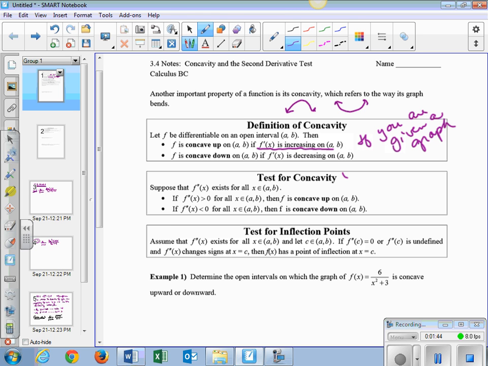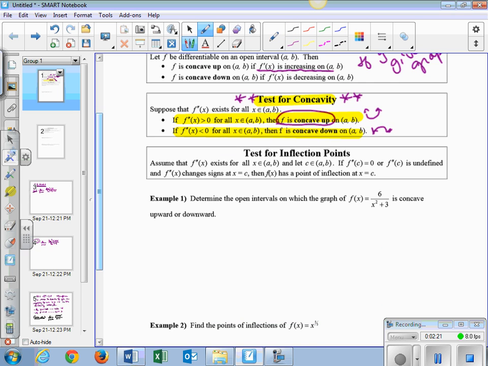Test for concavity, this is the one we're going to use the majority of the time, but not all the time. Suppose that f double prime exists for all x in the set (a, b). If that second derivative is greater than 0, then f will be concave up. So it's going to be looking like this. If your second derivative is less than 0, then it will be concave down. So that is what you're going to highlight here, and that's what you're going to be using for justification. Okay.